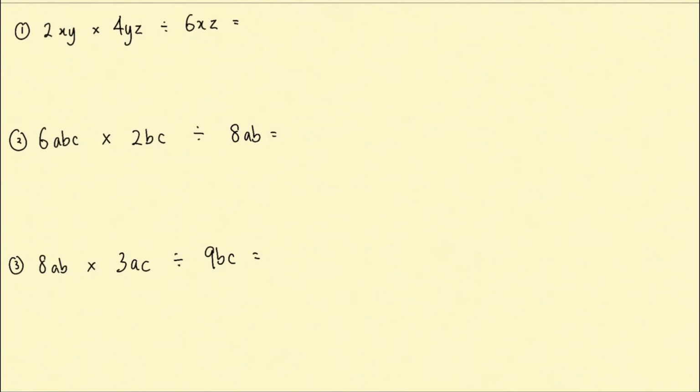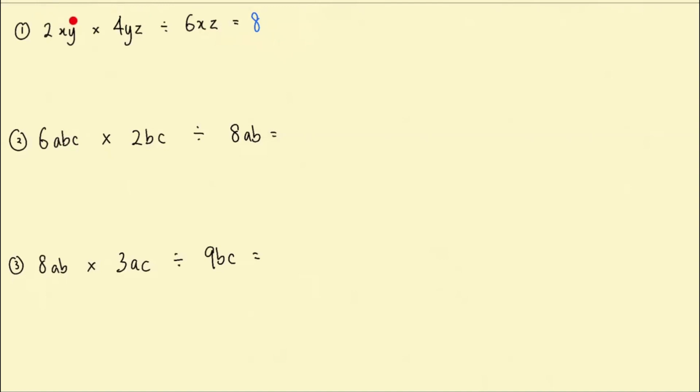So times and divide, just do it. No matter what they give you, just do it. So how to just do it? Okay, so number, you do with the number. 2 times 4, you get 8. Okay, so xy itself already means x times y. So x times y times y times z.